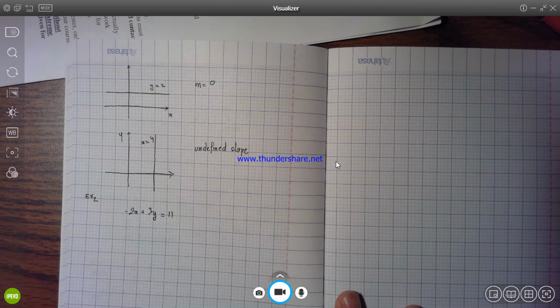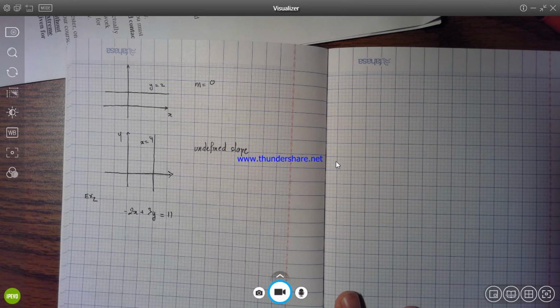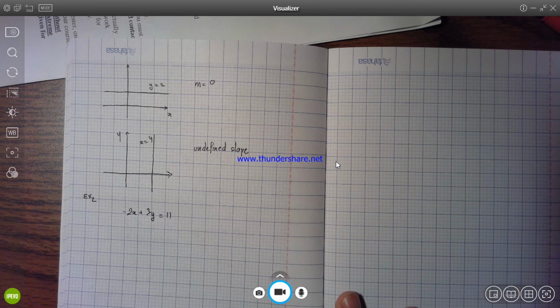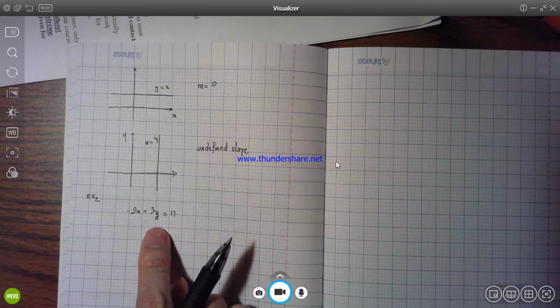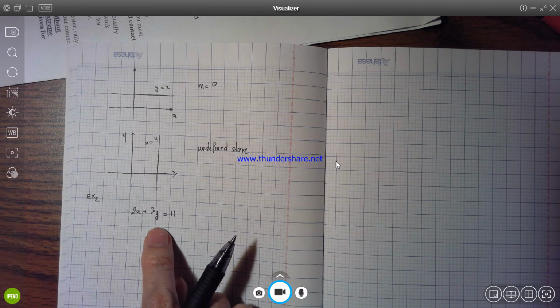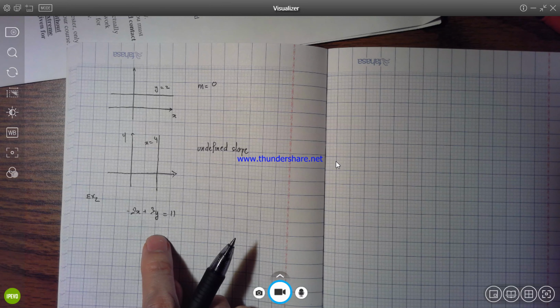So by looking at this, you see I don't know what the slope is. And because I don't know what the slope is, I cannot tell how slanted it is. But if I can convert it to slope-intercept form, then I can tell how slanted it is, right? So how are we going to convert it?